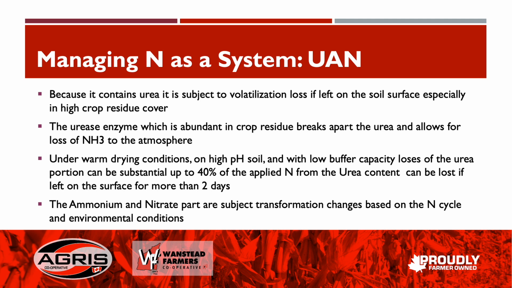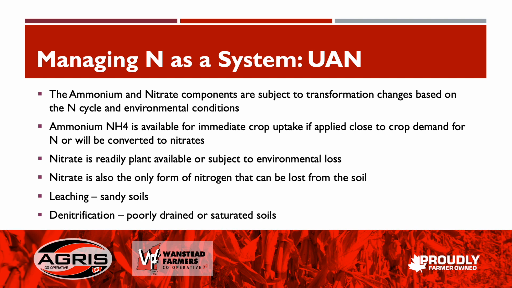The ammonium and nitrate parts are subject to transformation changes based on the N cycle and environmental conditions. The ammonium part, of course, is readily plant available. It also is subject to nitrogen cycle transformations and can be turned into nitrate within a few days. And the nitrate is readily plant available as well, but it's also subject to environmental losses. So if you get excessive rainfall on sandy soils, you have the potential for leaching losses. And under clay soils with saturated conditions, you get denitrification and nitrogen loss in that way as well.